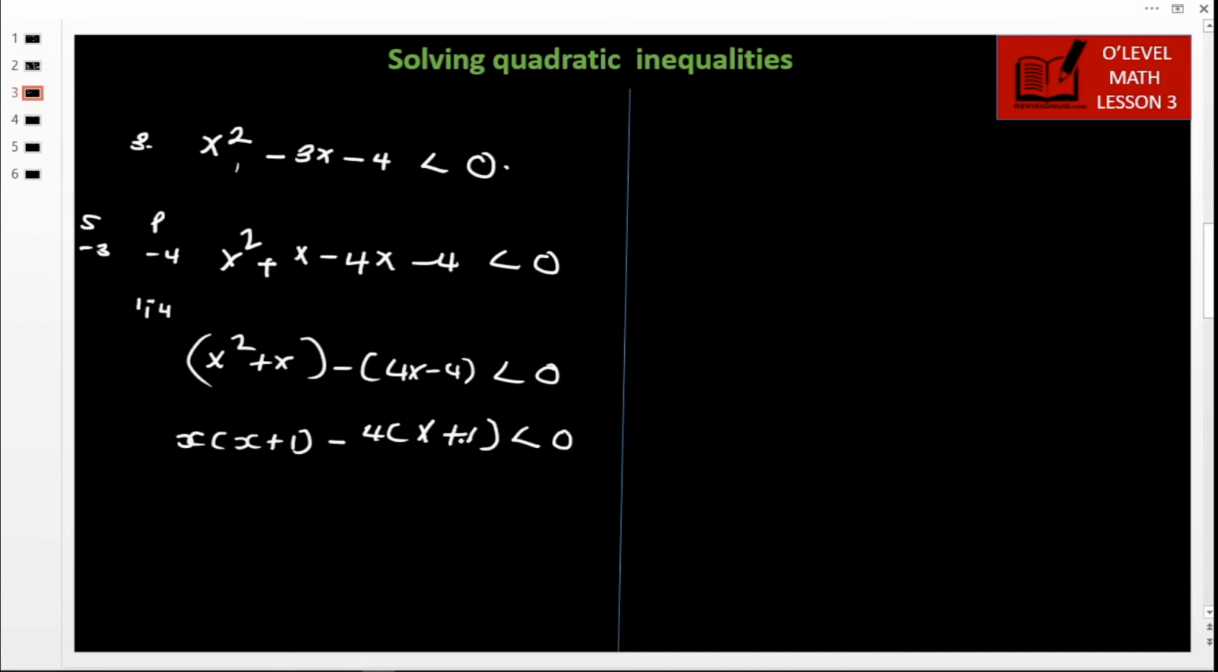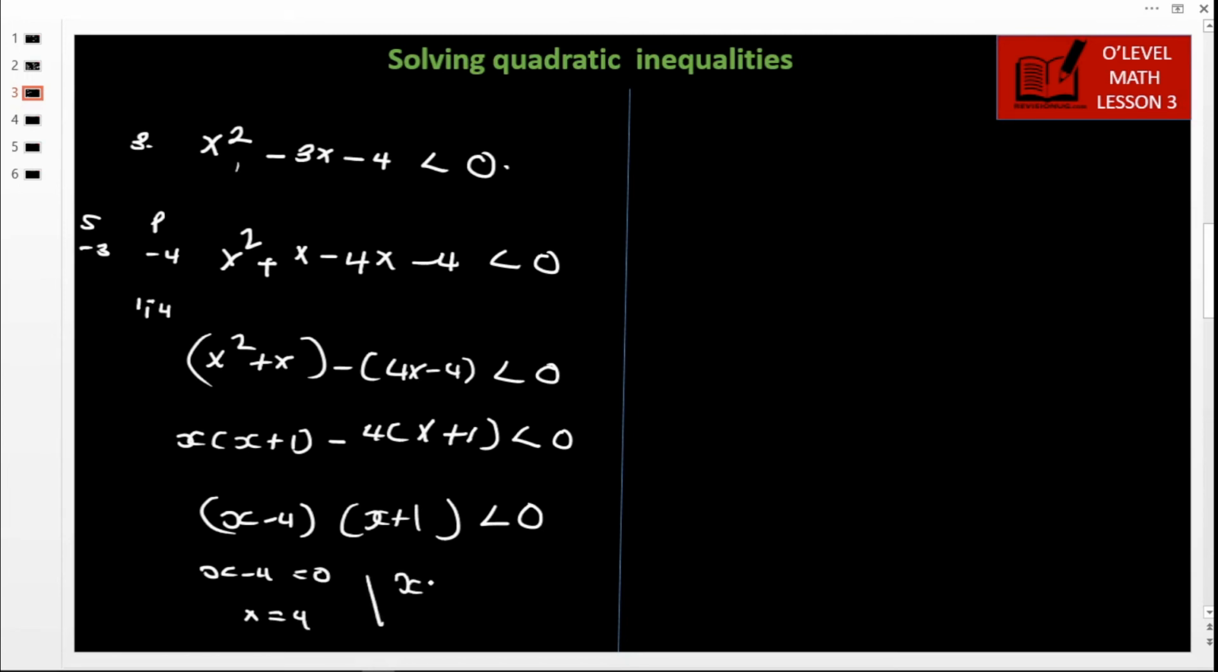So why is this one plus? Because when you open the bracket, this negative will affect the bracket. So when we open it, it has to come back to a negative. Therefore this is x minus 4 with x plus 1 is less than 0. So our boundary points, we have 4 and a 1. So if x minus 4 is equal to 0, then x is equal to 4, and if x plus 1 is equal to 0, then x is equal to negative 1. So those are our boundary points.